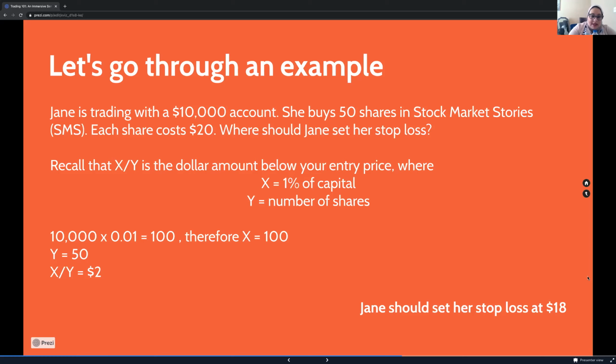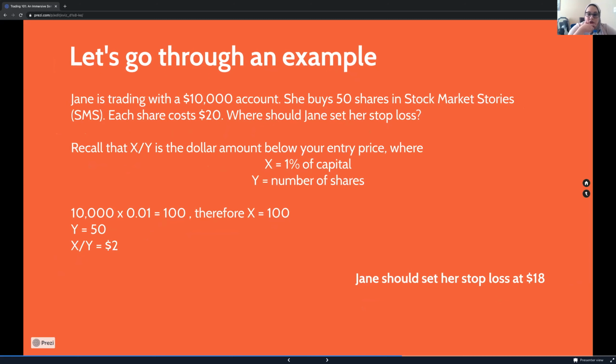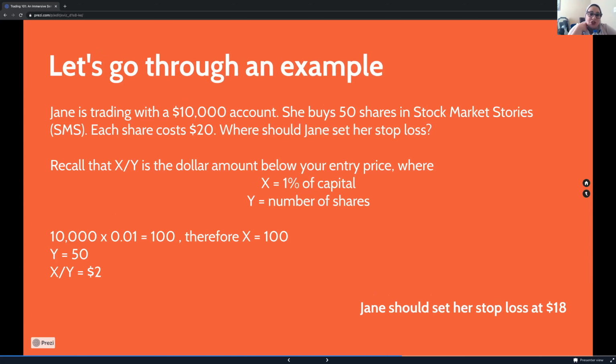So plugging in these numbers, what we get is $2. What that means is she's going to set her stop loss at $2 under her buy. So if she put an order to buy at $20, her stop loss is going to be at $18. If it goes the other way and it hits $18, she's going to get stopped out of it. So she's going to lose $2 a share. But ideally that should not happen often because she's done all the hard work to minimize her risk. But of course that can always happen.